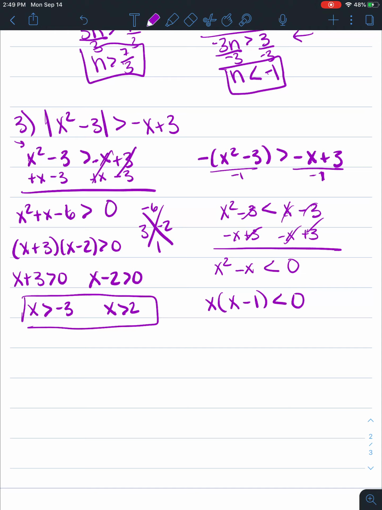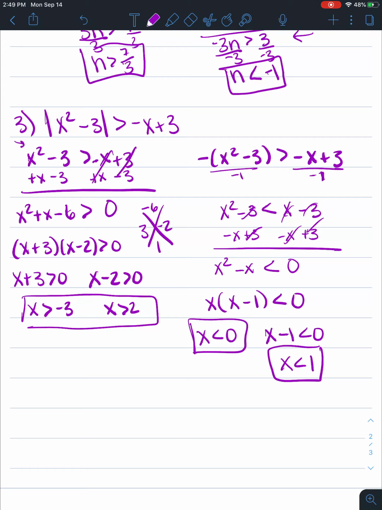Now I'm multiplying two things together, and I have 0 on the other side, so I can apply my zero product property. That says x is going to be less than 0, or x minus 1 is going to be less than 0. So x is going to be less than 1, or x is going to be less than 0. These are my four solutions for this problem.